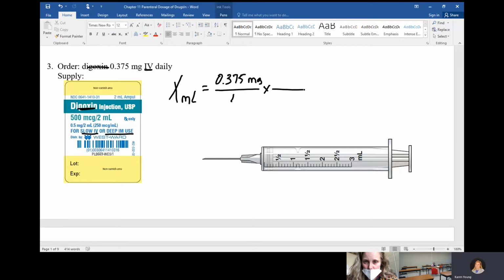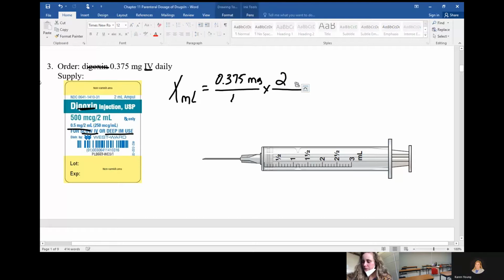Okay, we can use any of them, but this is in milligrams. Unless we want to do a conversion, we need to choose the one that's in milligrams, right? So I need to use this 0.5 milligrams per 2 milliliters. So it's 2 milliliters this time on top. And it's 0.5 milligrams on bottom.